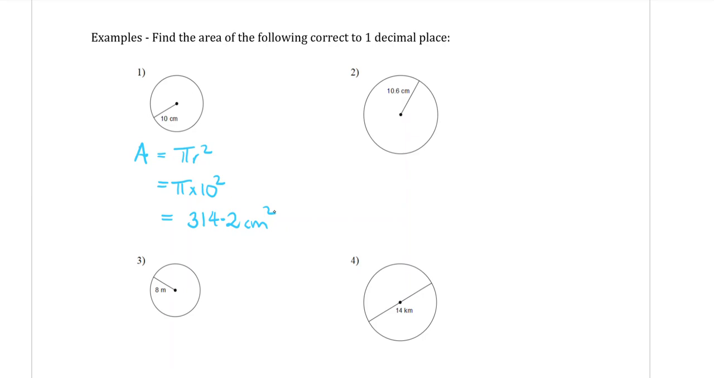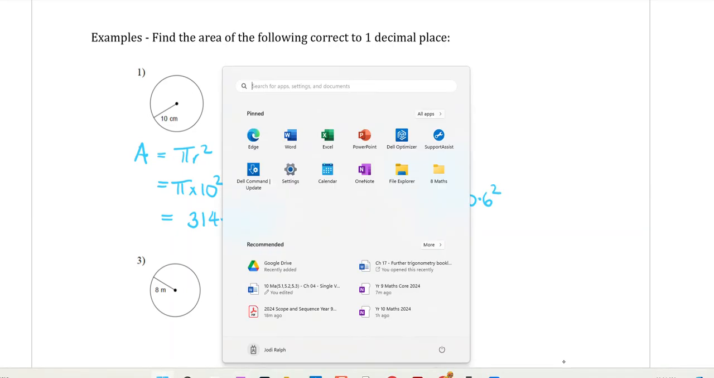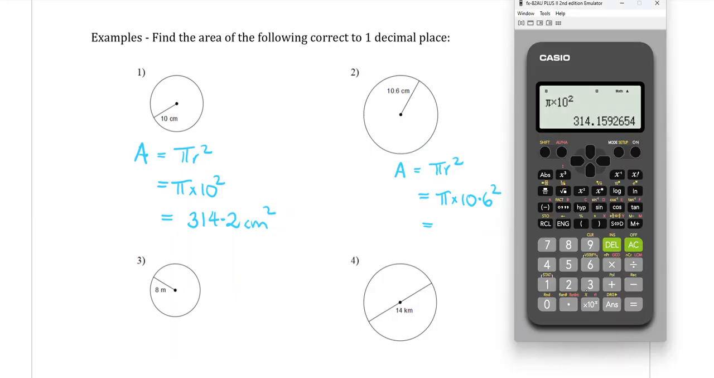Let's do it again. It's a circle. It's a whole circle. So it's A equals pi r squared. What's the radius? Good. So it's going to be pi times 10.6 squared. Third line, we put it in the calculator.